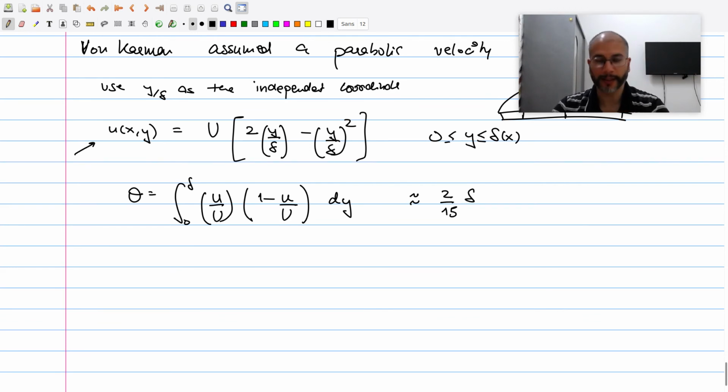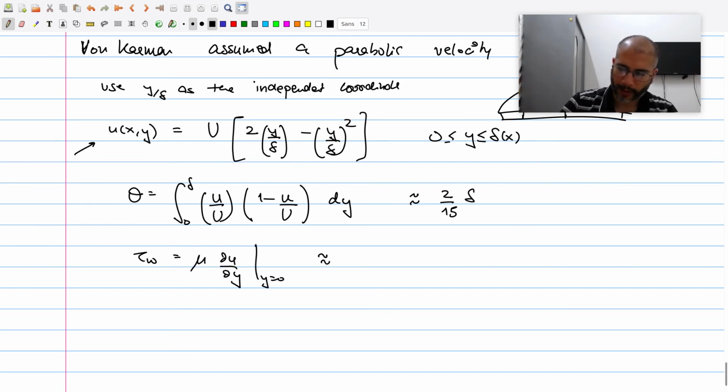It is in terms of delta. You can't get rid of delta here because you're integrating from 0 to delta. If you integrate in a different range, you'll get a different value. Right, and then the wall shear stress, which is mu times del u by del y at y equal to 0, will come out to be approximately 2 times mu capital U by delta.